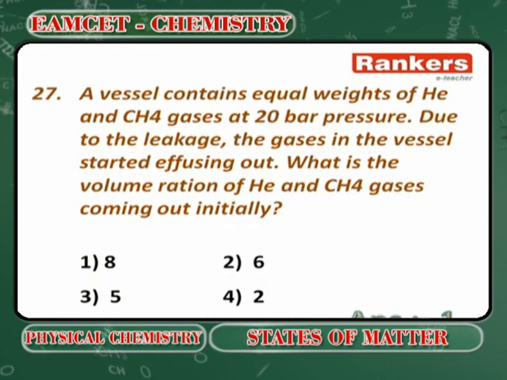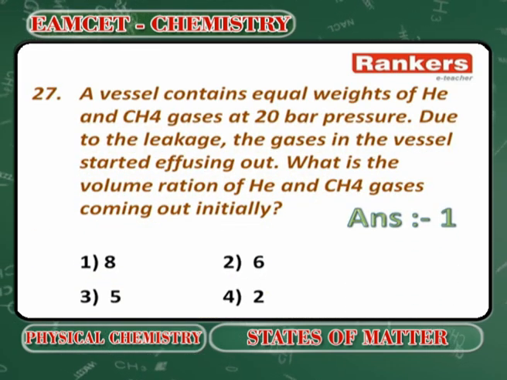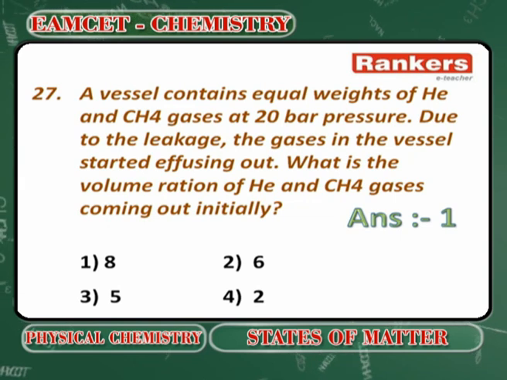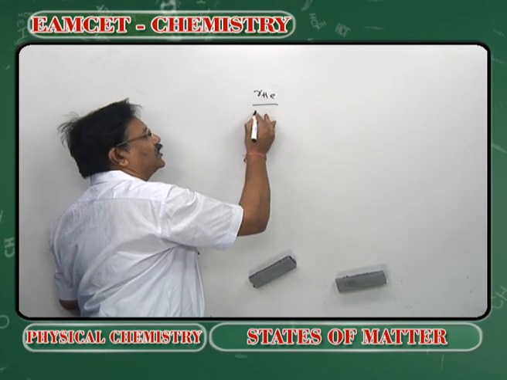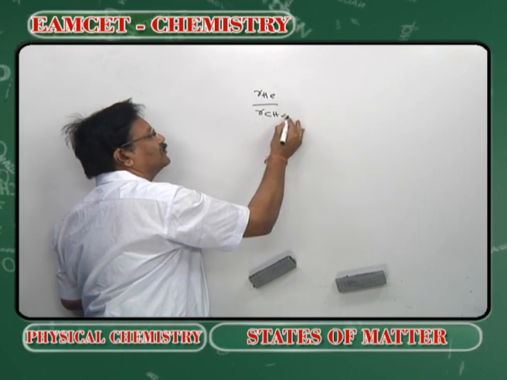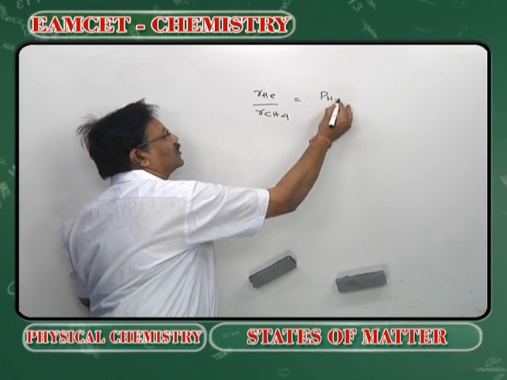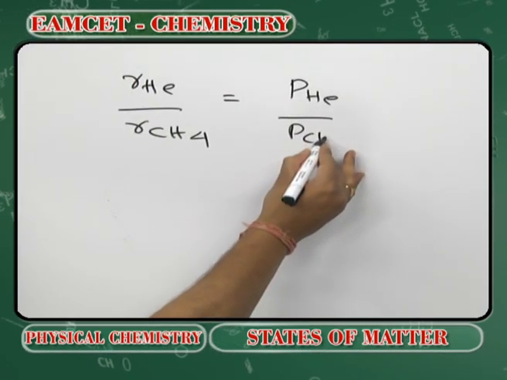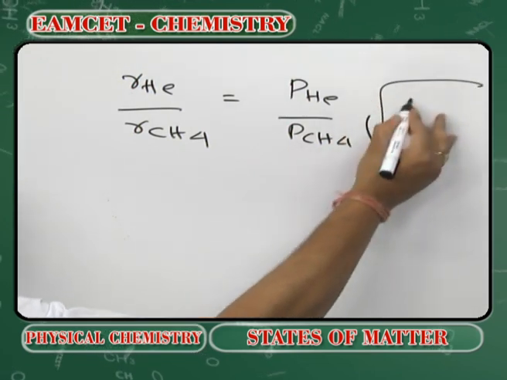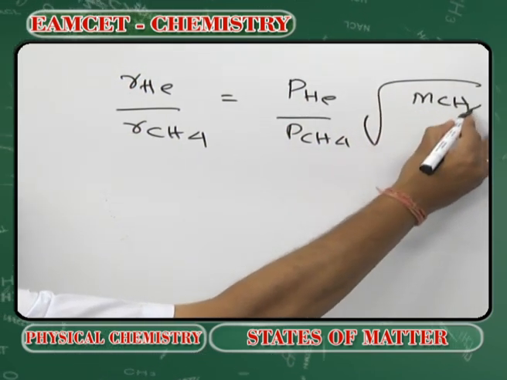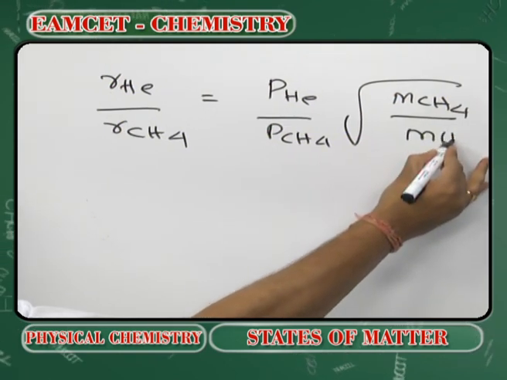Next question. A vessel contains equal weights of helium and methane gases at 20 bar pressure. Now what is the question here? The ratio of the rate of diffusion of helium by the rate of diffusion of methane will be equal to the partial pressure of helium by the partial pressure of methane into the molecular weight of CH4 by the molecular weight of helium.